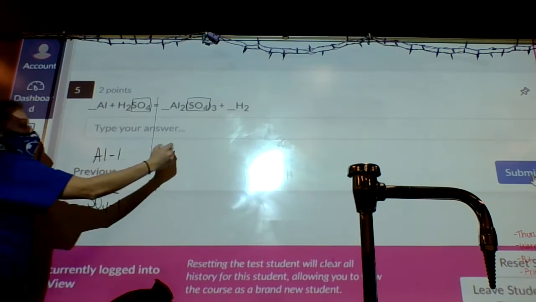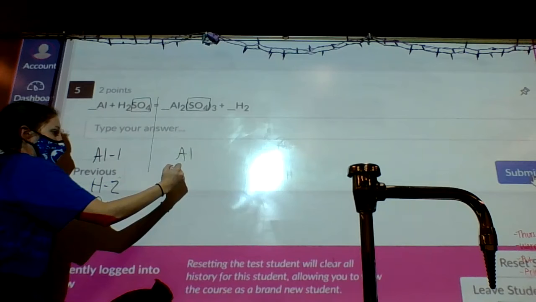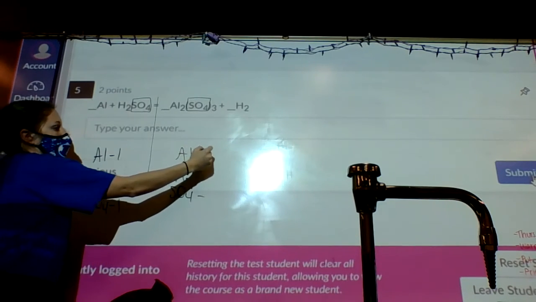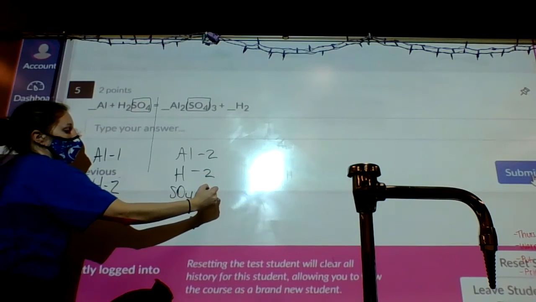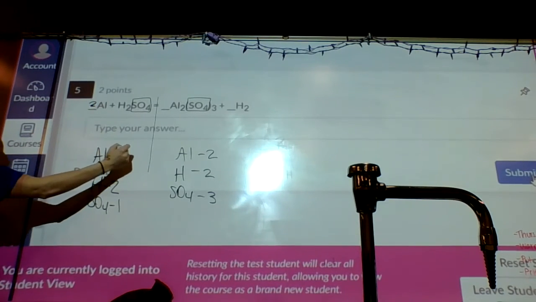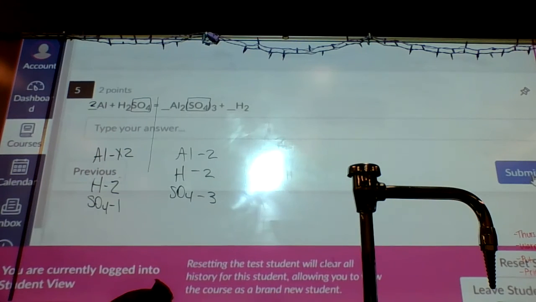I'm going to make my same list: Al, H, SO4. 2, 2, 3. Help me fix this side. Al times 2. H is more. Oh, I didn't leave a blank there. I should have. That should have a blank. The SO4 is 3.